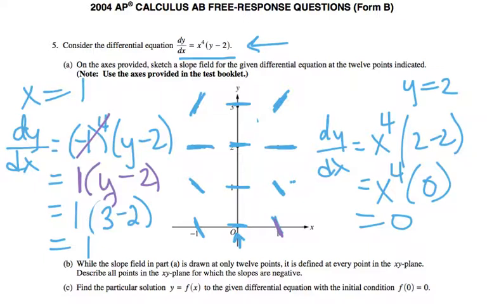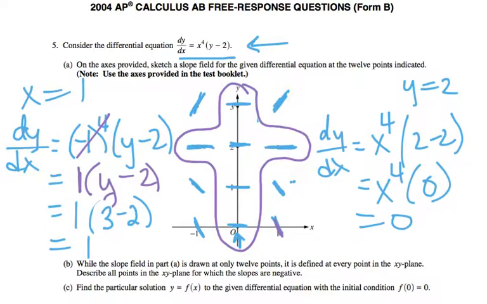Interestingly, this problem is worth 2 points, and the first point is for correctly finding all the points where the slope is 0. So you would need to get all of these correct as having a slope of 0. That would be the first point. And then the next point is for getting this and this positive, and then showing that these other points are negative slopes. All right, let's move on to part B.